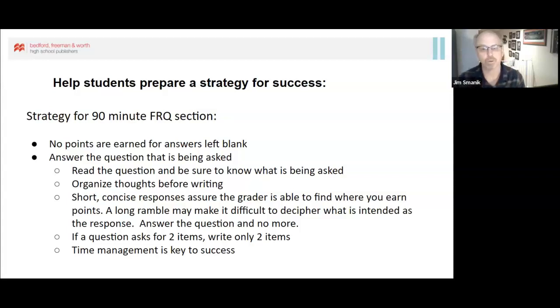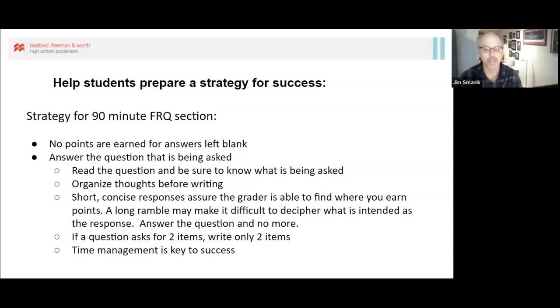We're not looking for buzzwords. We're saying, does this student understand? Does the student understand that what they're writing is the answer to the question? We're not looking just for buzzwords. I encourage my students: answer the question and no more.